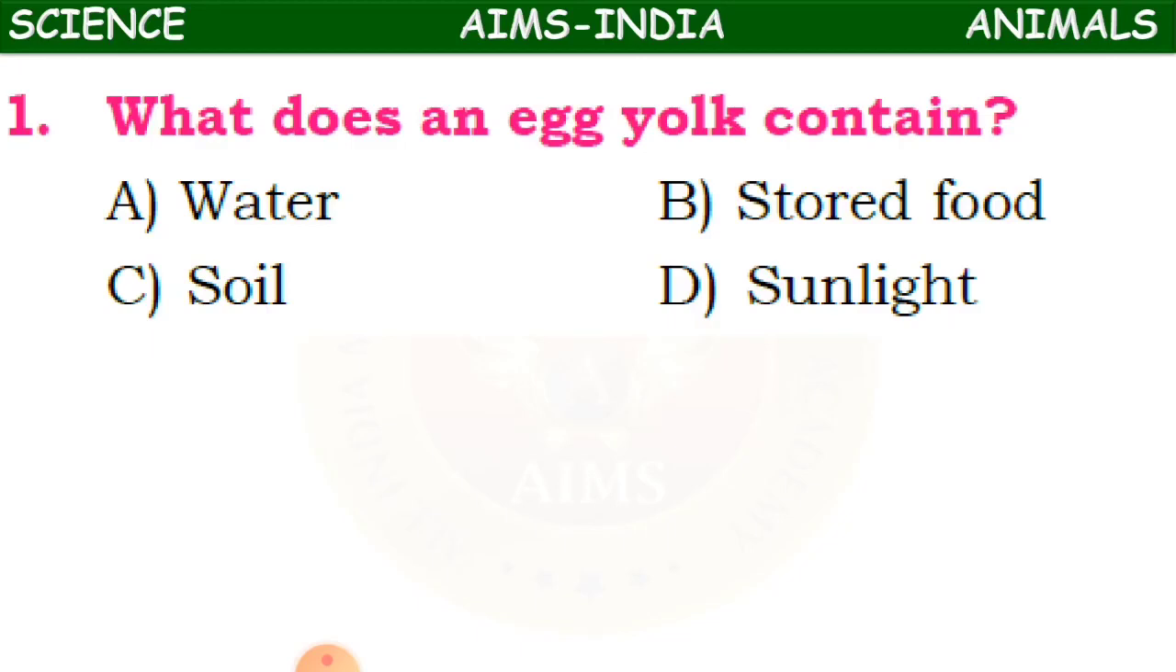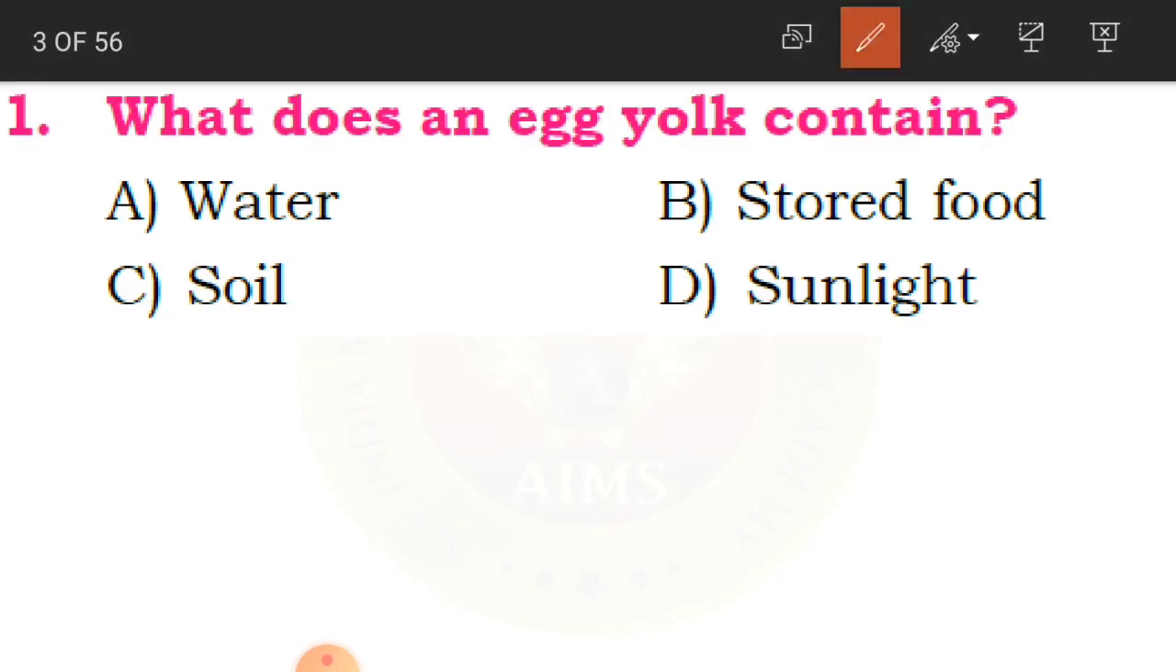The first question here is, what does an egg yolk contain? So what is an egg yolk, children? It is yellow in color. What does it contain? Does it contain water, stored food, soil or sunlight? The answer is that it contains stored food. That is B option. Clear, children?